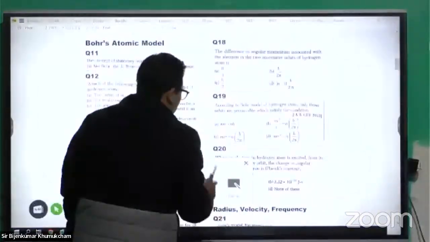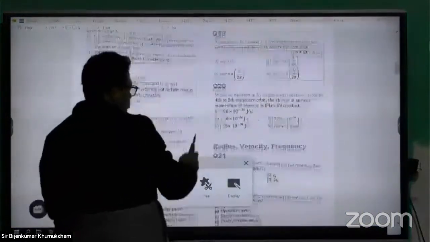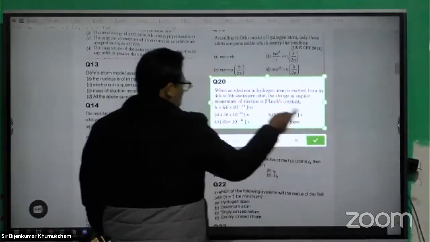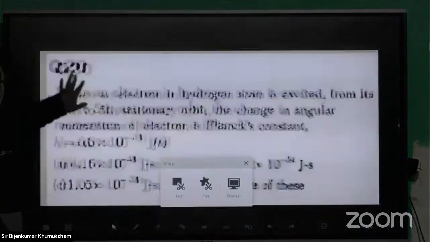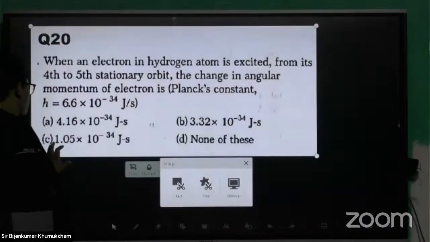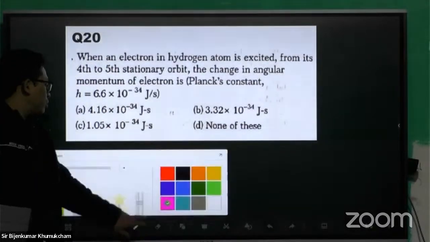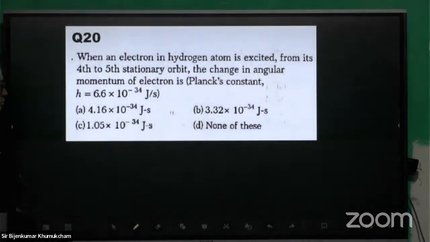Next question is based on angular momentum, and then we will jump straight to Bohr's model. When an electron in a hydrogen atom is excited from its fourth orbit to the fifth orbit, the change in angular momentum of the electron is a value. They are asking us to find that value.